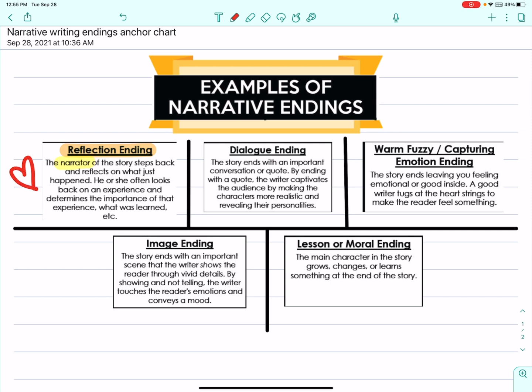So what did your character learn by experiencing the heart of the story? Could that be it's important to stick up for friends? Could it be that everyone has a fear? So don't be afraid or don't feel alone. So it's the reflection. What did they learn from the heart of the story that they can reflect upon at the end?